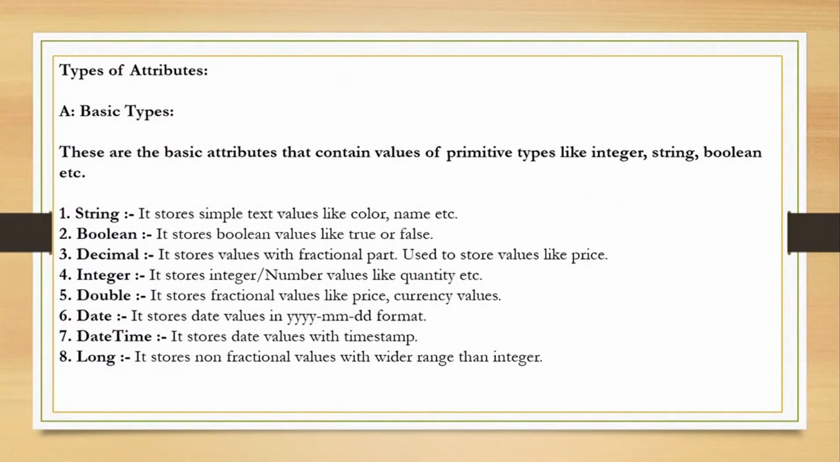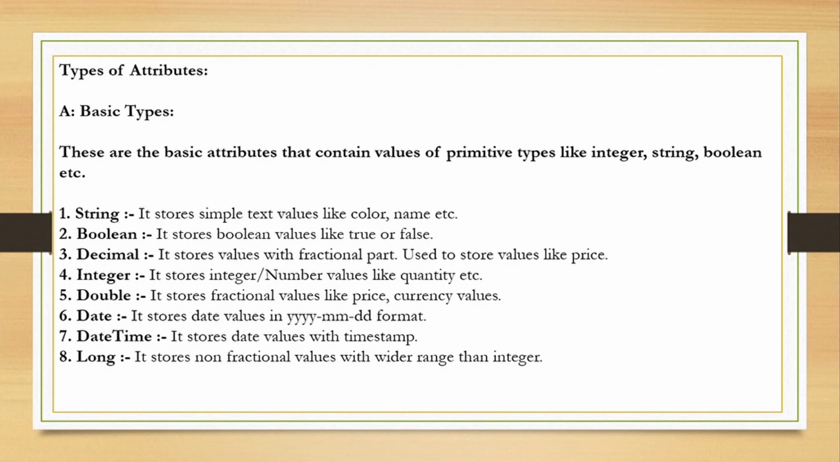Okay, so what are the types of attribute? These are the basic types of attribute that contain values of primitive types like integer, boolean, string, etc. That is string, boolean, decimal, integer, double, date time, long. These are the attributes we can use in your expressions and your Aura components.